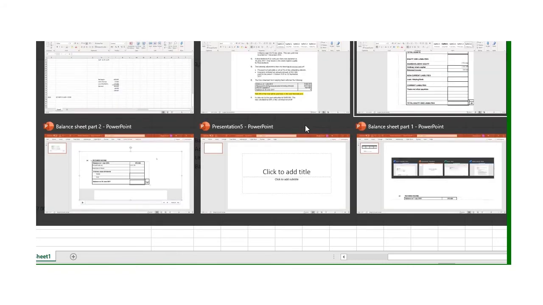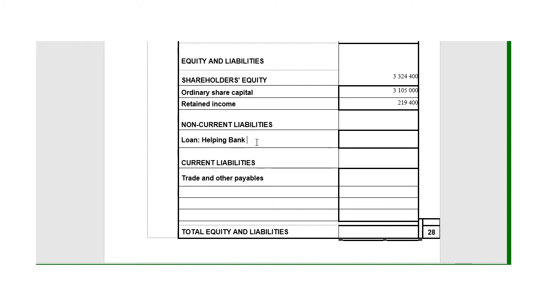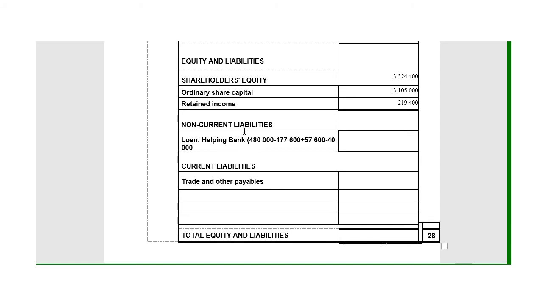So let's show it on our balance sheet. So the non-current bit, what did I do to get to the figure? I took the 480,000. I minus the payments of 177,600. I plus the interest of 57,600, and then I minus the 40,000 that is for next year. For that it will be paid next year, and that will give me a total of 320,000 for the year.